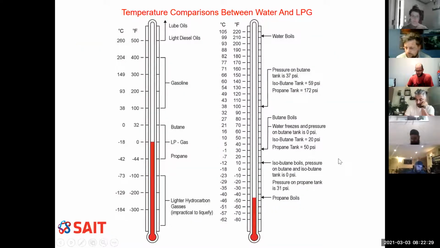And the next slide just shows a temperature comparison between water and propane. Okay, the one on the left is propane, the one on the right is water. I'm not going to talk about this too much. We don't need to memorize any of that stuff. There are a couple of numbers on here that are important. What is the boiling point of propane at STP? You should know that. What is it, minus 44? Right. Okay.